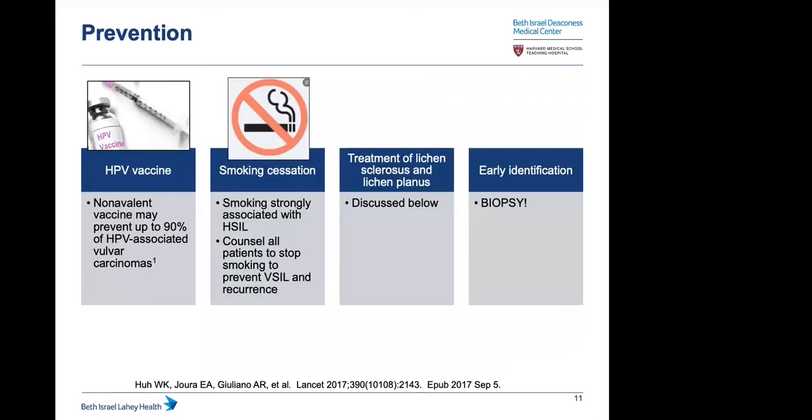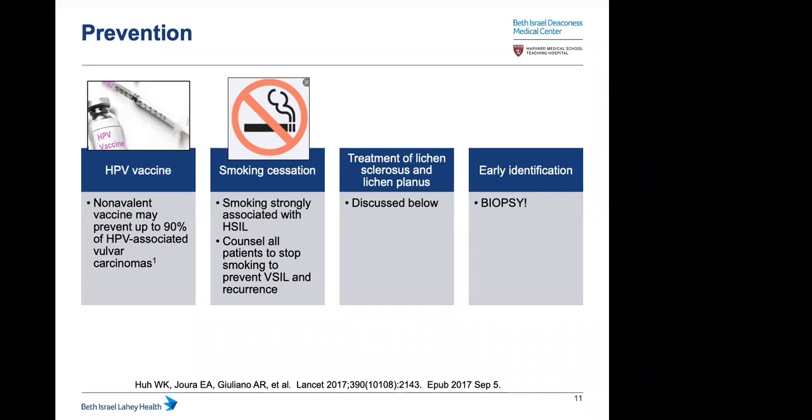In terms of prevention, unfortunately, there's no great screening test like we have for cervix cancer. But prevention mainly includes administration of the HPV vaccine. We do know that the nonavalent vaccine is helpful in preventing up to 90% of HPV-associated vulvar carcinomas, similar to 90% of cervical carcinomas. So encouraging patients to get the HPV vaccine if they haven't yet received it, and obviously encouraging our younger and adolescent patients to get it if you are seeing a patient population of that age group. Smoking cessation is a big one. Obviously, it's helpful to stop smoking for many, many reasons, but certainly for patients with HPV, smoking cessation can help to prevent cervical dysplasia, vulvar dysplasia, as well as carcinoma.